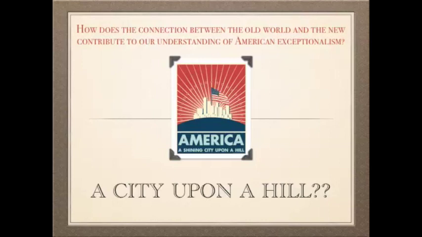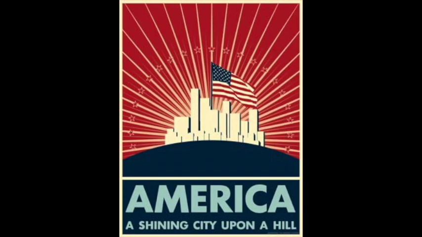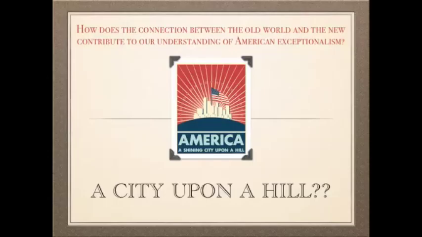Hello, class. As you know, we've been discussing what makes America exceptional and the characteristics that define the American identity. I thought it would be helpful for us to discuss more specifically where this idea of a city upon a hill came from. If America is this bright, shining example to the world, that idea must have come from someplace. You can even see it in this image that I found online when I looked up a city upon a hill. This idea that America is somehow a bright, shining example to the world.